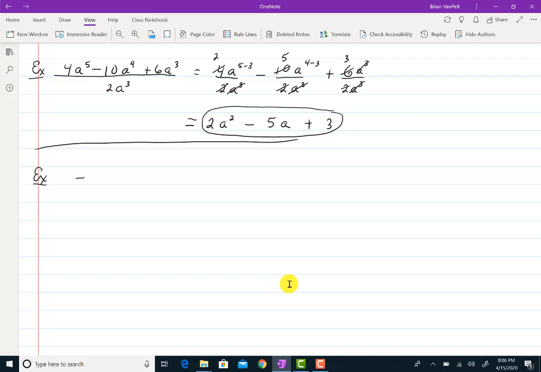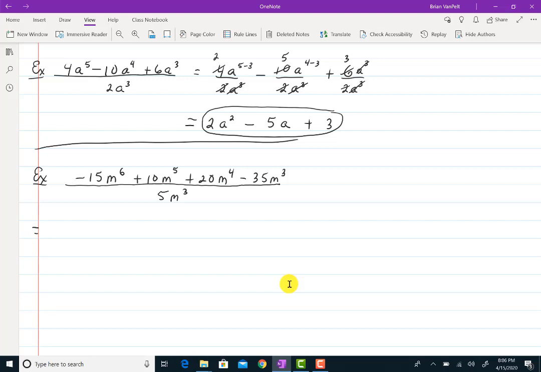For my next one, I have negative 15m to the sixth plus 10m to the fifth plus 20m to the fourth minus 35m cubed. And all of this is over 5m cubed. So let me go ahead and break this up, seeing as I think I'll need a lot of space for this one.